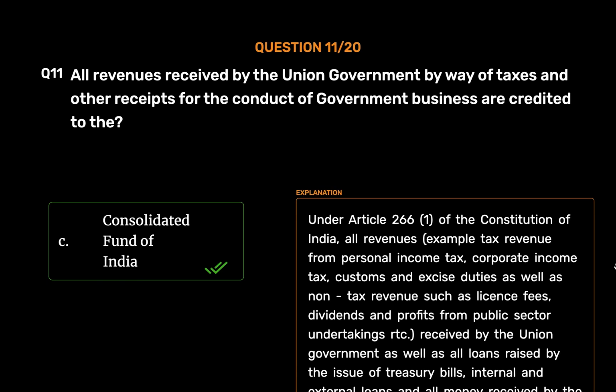Consolidated Fund of India. Under Article 266(1) of the Constitution of India, all revenues, for example tax revenue from personal income tax, corporate income tax, customs and excise duties as well as non-tax revenues such as license fees, dividends and profits from public sector undertakings, etc., received by the Union government as well as all loans raised by the issue of treasury bills, internal and external loans and all money received by the Union government in repayment of loans shall form a consolidated fund.